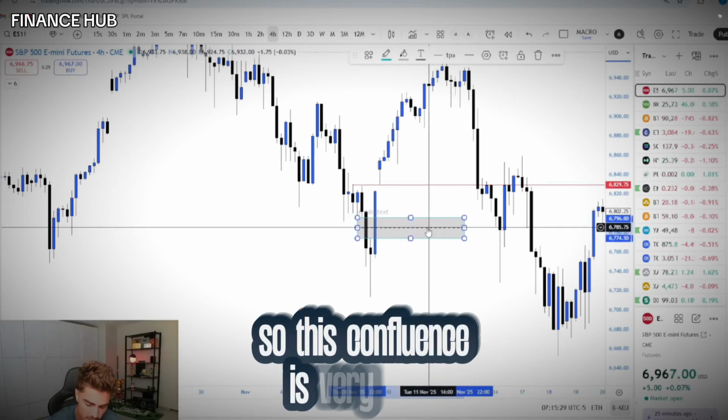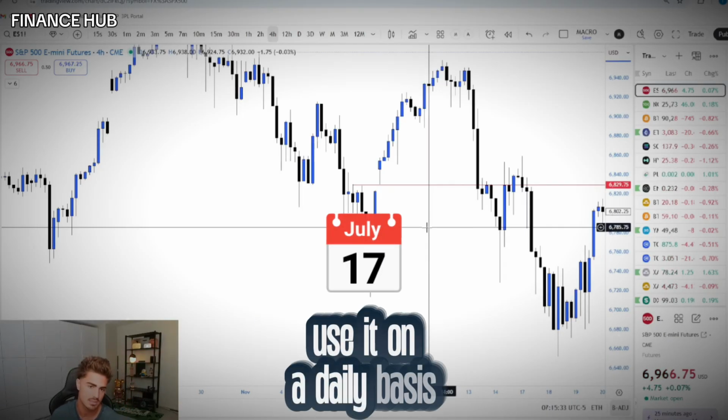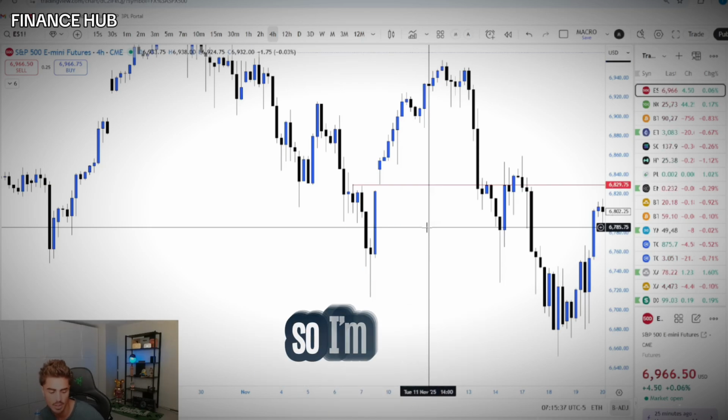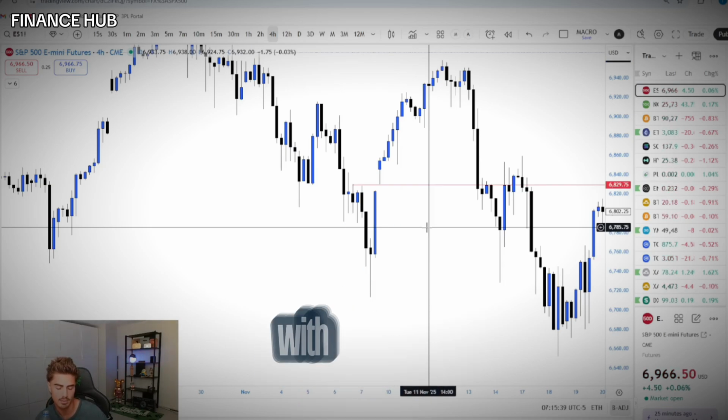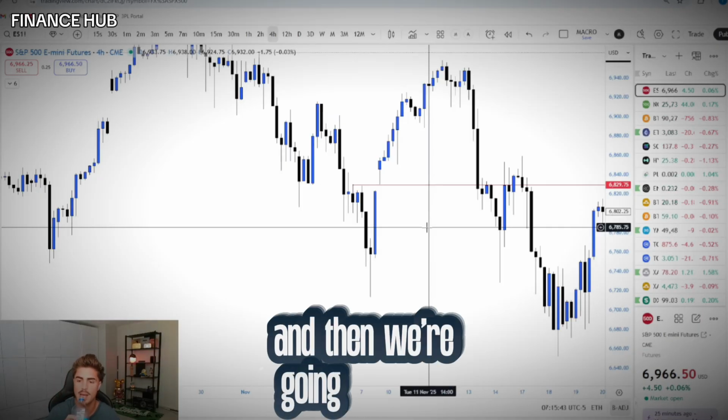So this confluence is very, very useful, very, very helpful for us. I use it on a daily basis, so make sure that we understand this. Now, there are going to be some caveats with this, so I'm going to get into it, like when we have multiple fair value gaps stacked on top of each other, and then we're going to wrap it up today, okay?